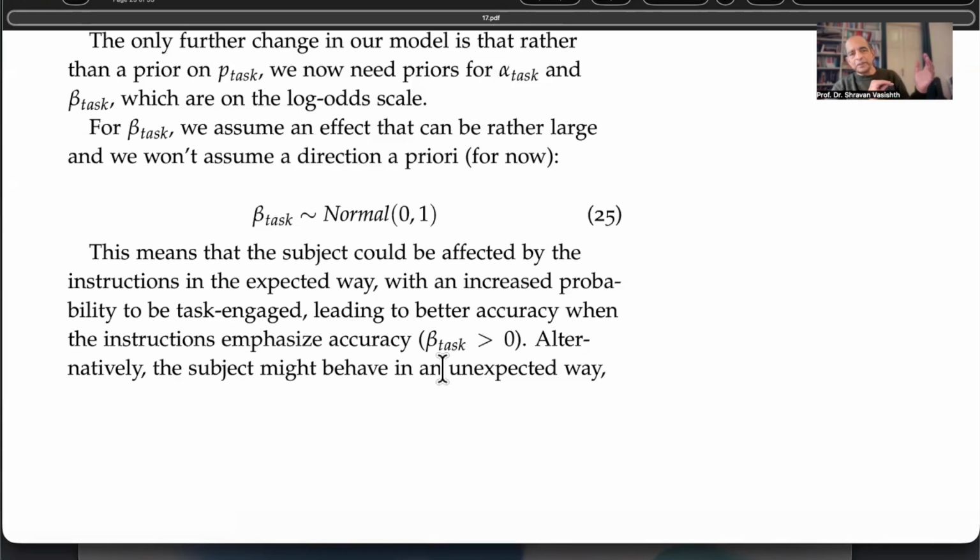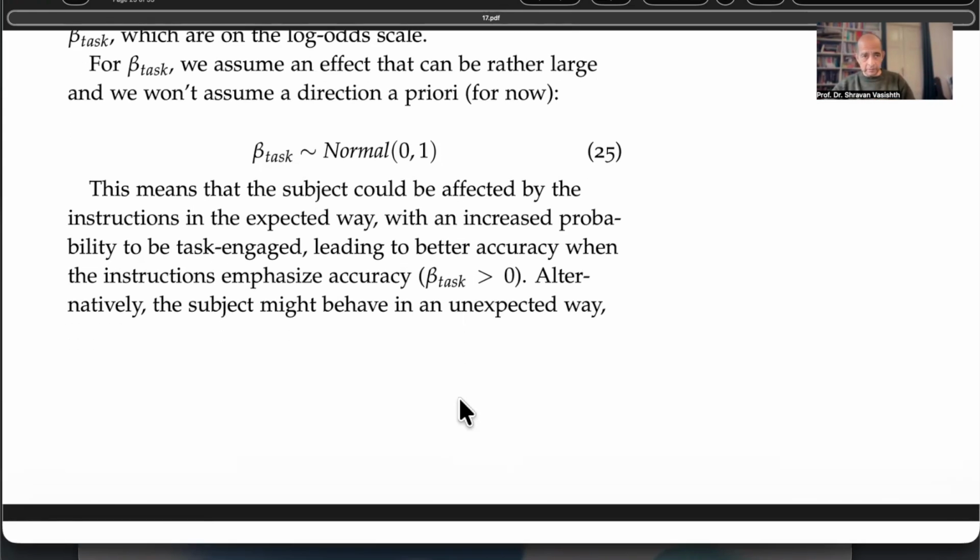So it could be that if you ask people, I mean, it's ridiculous, but if you ask people to focus on accuracy and the probability of task engagement goes down for some weird reason, you want to theoretically allow that. So once we have the data, of course, if the data are consistent with the theoretical predictions, which I would imagine is the case, then this is an uninformative prior essentially, right? So we are not imposing too many constraints on the beta parameter here.